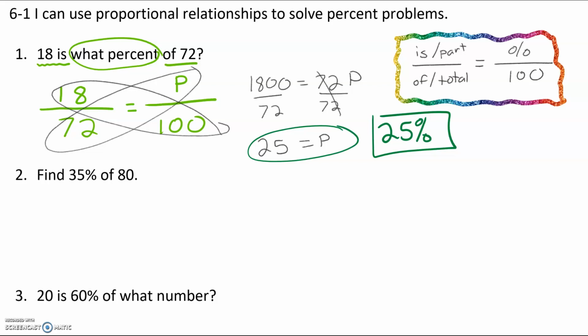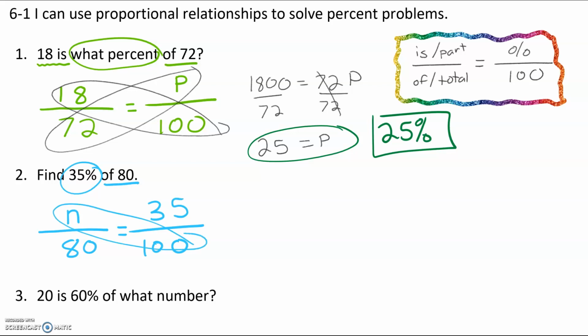Okay, question number 2. Find 35% of 80. Again, fill in all the pieces we know. 100 always goes here. 35% goes in our percent part, 80 goes in our of part, and our last part is going to be whatever we don't know. So that'll be our unknown here, which is going to be our n, or whatever variable you want to use.